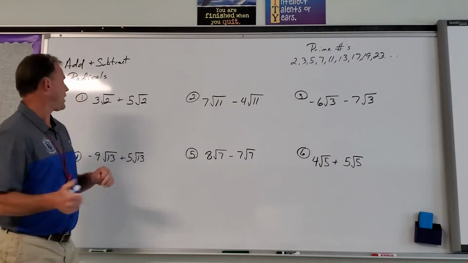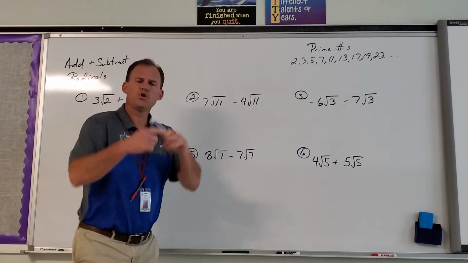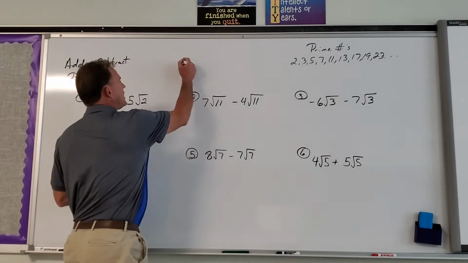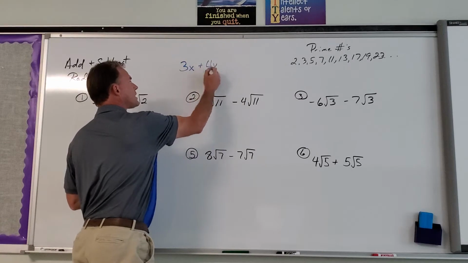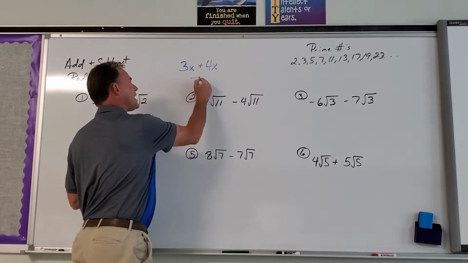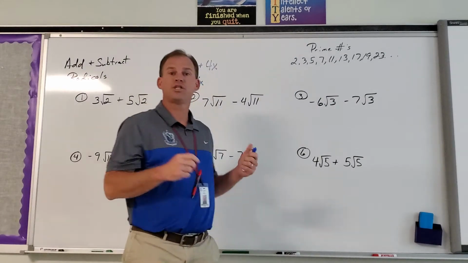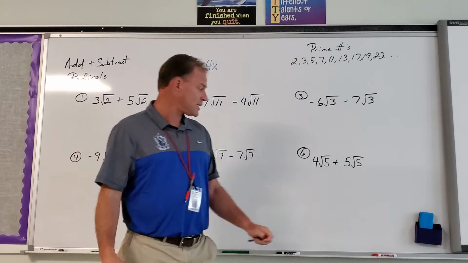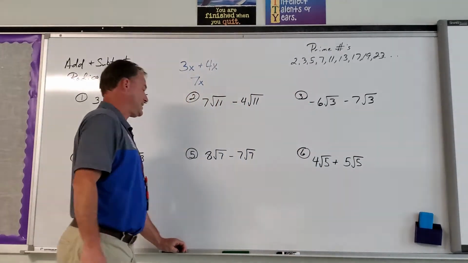One thing I want to point out, so we take a look at number one. You may remember something from last year, like if you had 3x plus 4x, if you would add those together, it would be 7x. It was called combining like terms. So if you remember that, that's going to help you for this because it's a very similar idea.